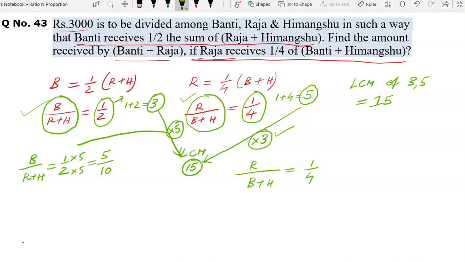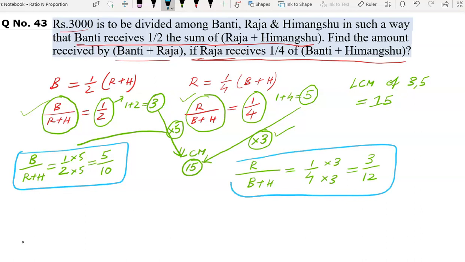Here we have multiplied by 3, so 1 into 3 is 3, and 4 into 3 will give us 12. Now what we have? B upon R plus H is 5 by 10, and R upon B plus H is 3 upon 12. So B is how much? B is equal to 5. R is equal to how much? 3.